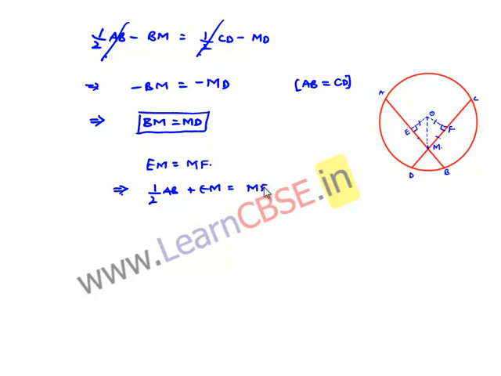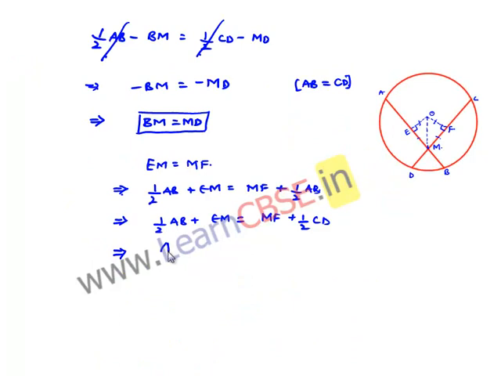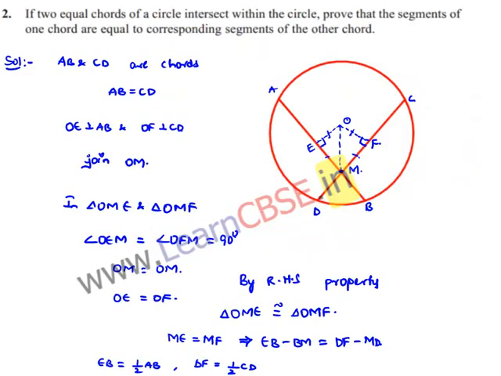Then we get half AB plus EM is equal to MF plus half AB. That implies half AB plus EM is equal to MF plus half CD, since AB equals CD. Here, instead of half AB we can write AE, since AE is equal to half AB, and instead of half CD we can write FC. So AE plus EM is equal to MF plus FC.